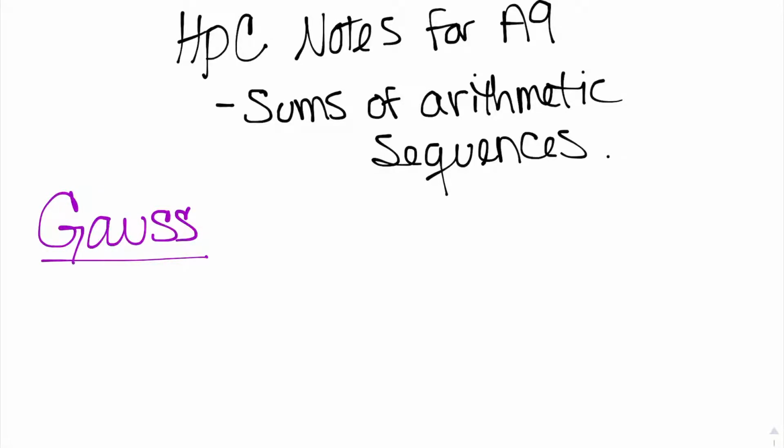I'm going to give you a few notes for assignment 9, which deals with the sums of arithmetic sequences. So we're going to start by talking about a famous mathematician and physicist named Gauss, Carl Friedrich Gauss. And a while ago, he was asked to add up the numbers from 1 to 100.